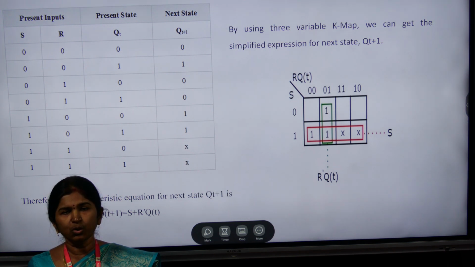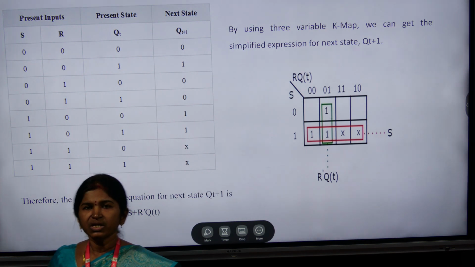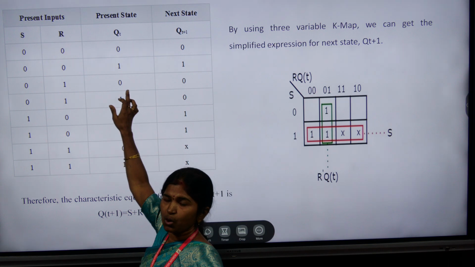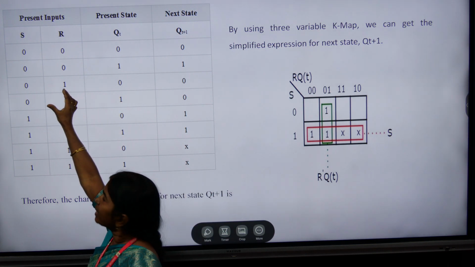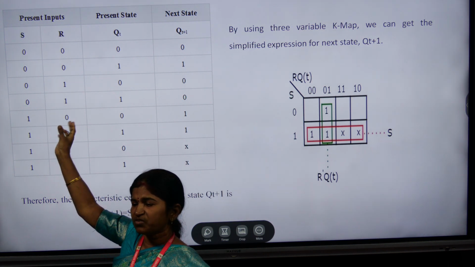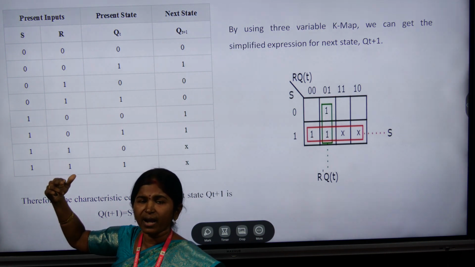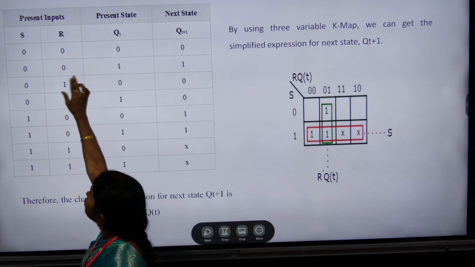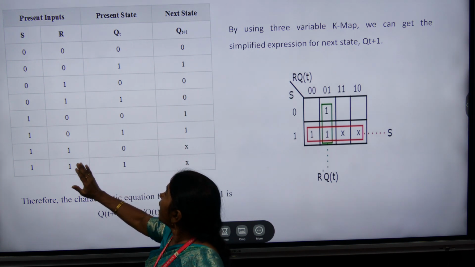Now we will use this truth table for deriving the characteristic table. In the characteristic table, we write the present state values as 0, 1, 0, 1, 0, 1. For every value of S and R, we write the possible combinations twice: 0 0, 0 1, 1 0 and 1 1. So I write the combinations for the SR flip-flop twice: 0 0, 0 0, 0 1, 0 1, 1 0, 1 0, 1 1 and 1 1.